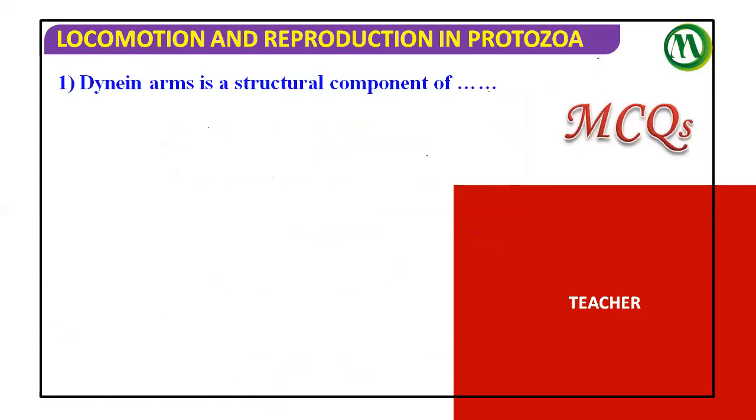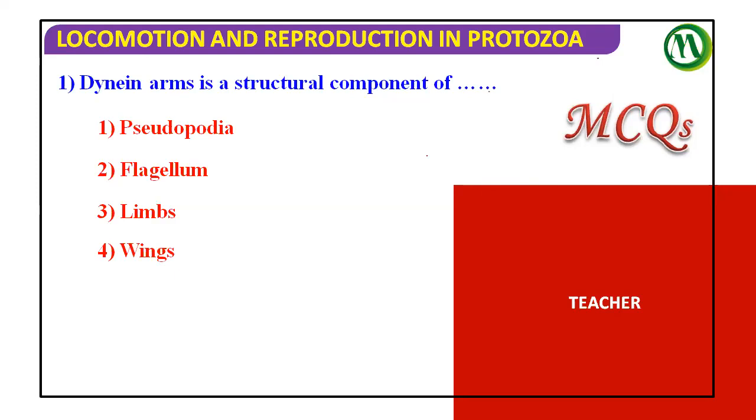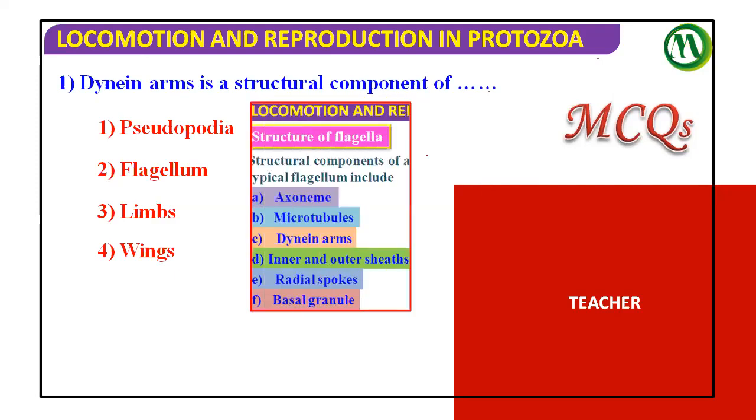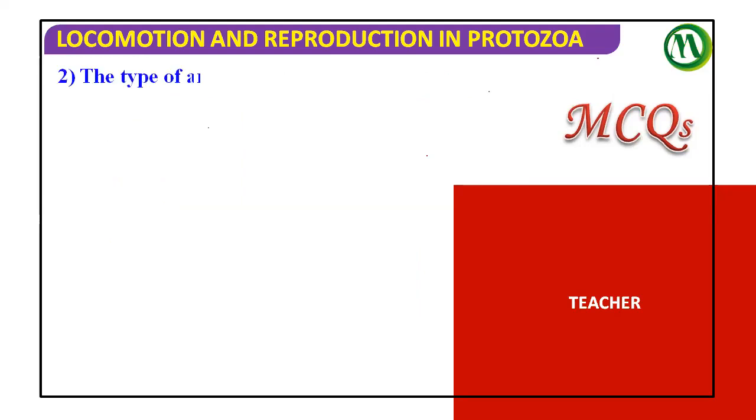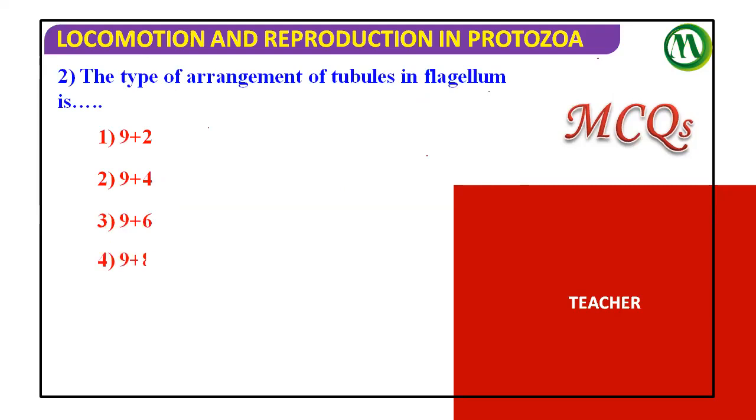Now let's close by learning the things with the help of some questions. Dynein arms are a structural component of? Flagellum. Yes, very good, flagellum. The type of arrangement of the tubules in a flagellum is 9 plus 2. Very good.